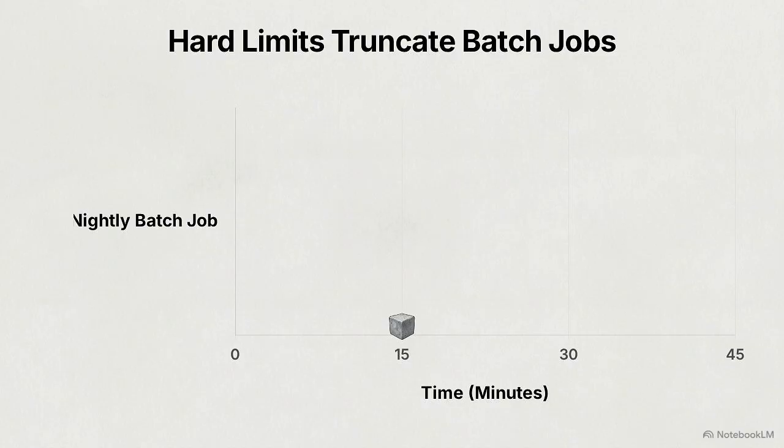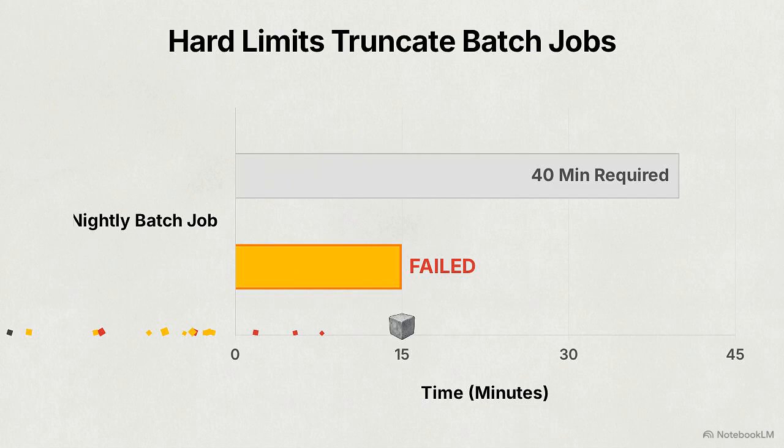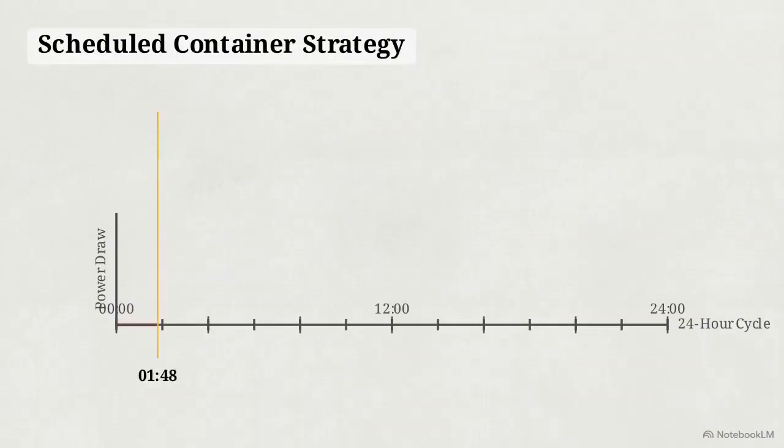Question 11 presents a nightly batch job running for 40 minutes. Serverless fails here because platforms enforce hard execution time limits. And always-on server fails because it wastes 23 hours of idle power. The physics-based correct choice is a scheduled container that runs only for the duration of the work.